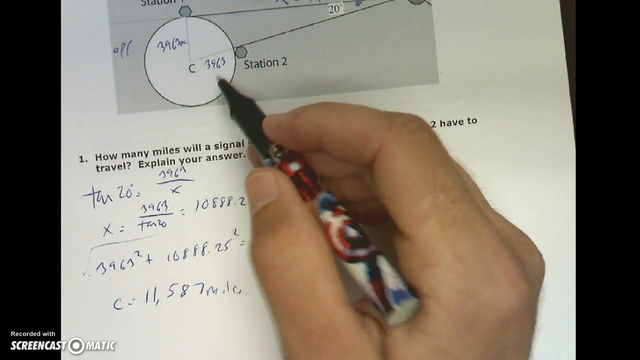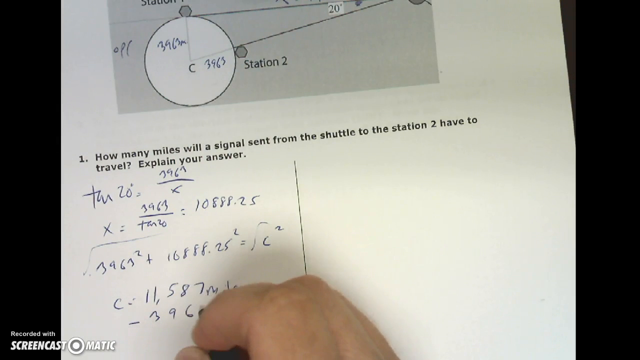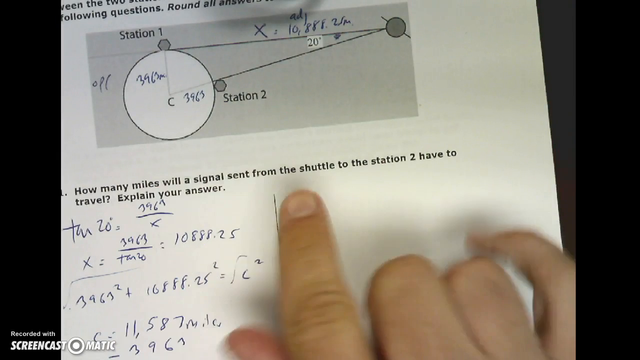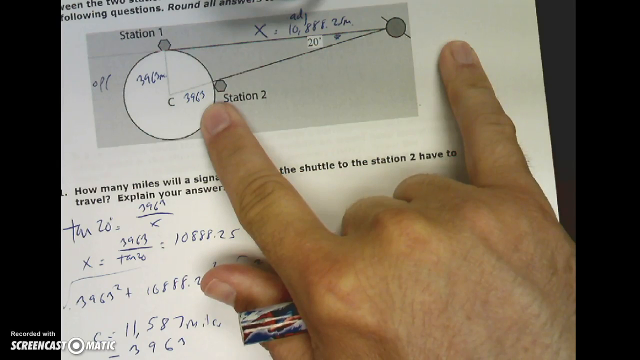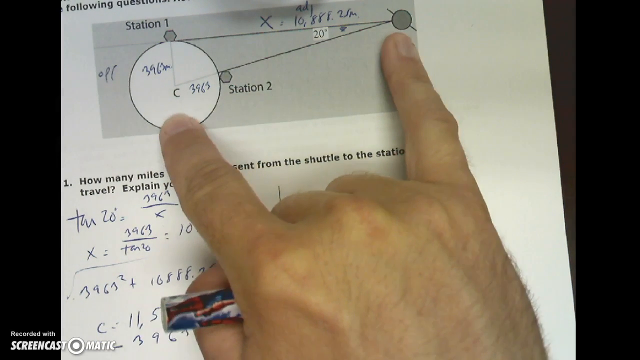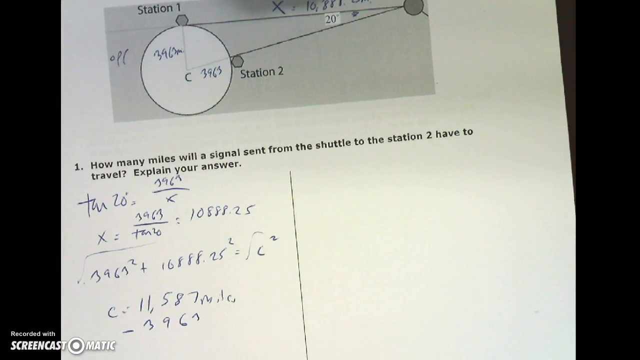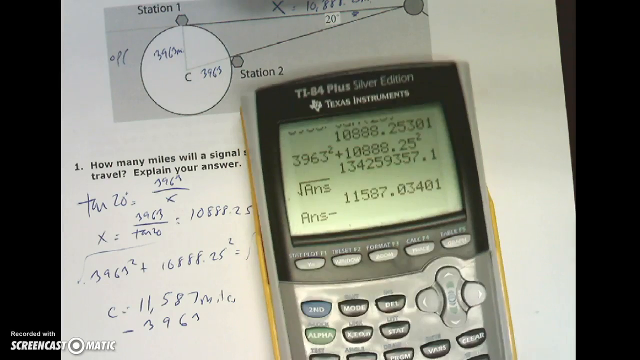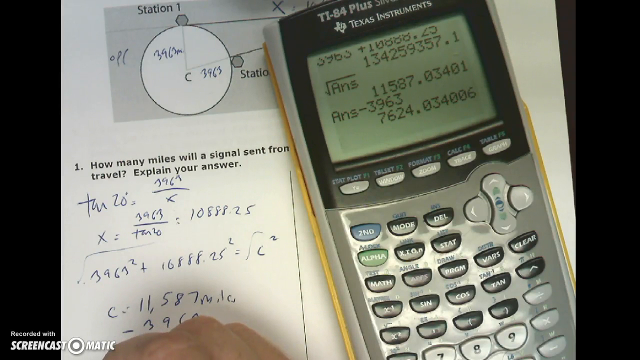I'm missing this little piece. So all I got to do is subtract 3,963 from it, because what we did with the Pythagorean theorem was we found this entire length going across. Okay? And I found it. It's all 11,587, but now I have to get rid of this little piece. To get rid of something like that, you just subtract. Okay, so I'm going back to here. Subtract 3,963. And I get my distance.